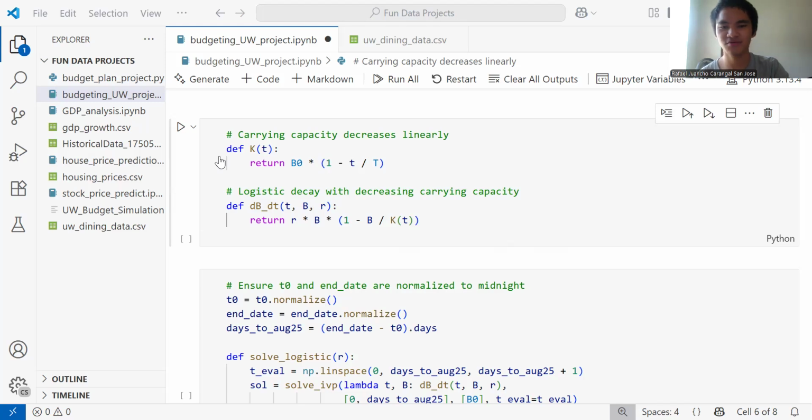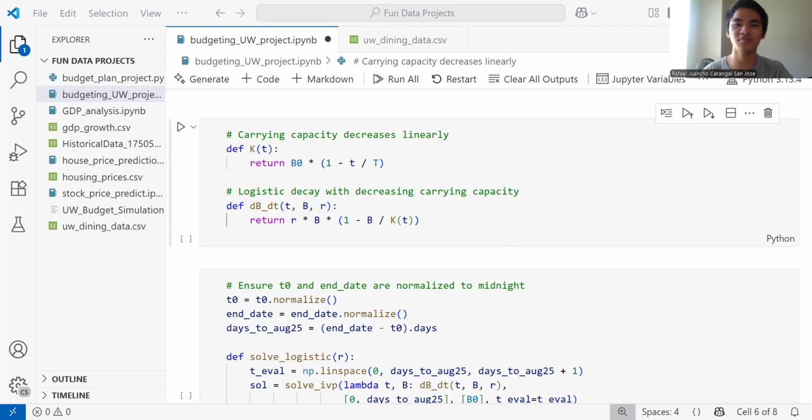Not sure if I should show code though. I don't know. Is it presentable to show code? I don't think so. I'll just show it.